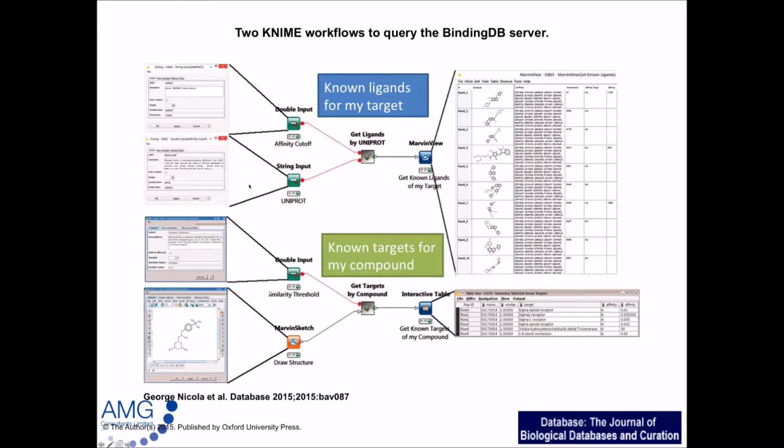And there are KNIME protocols for this that you can download, both for "tell me which target my compound hits" and "tell me if there are any known ligands for my target", which is the direct inverse of that. And if you're interested in those, have a look at this paper here.